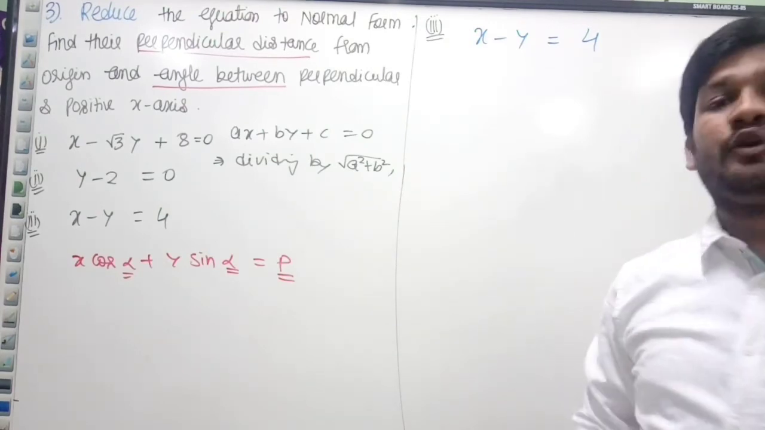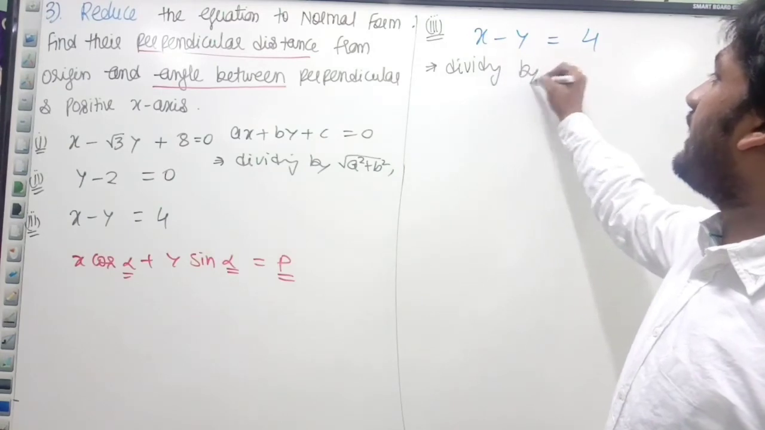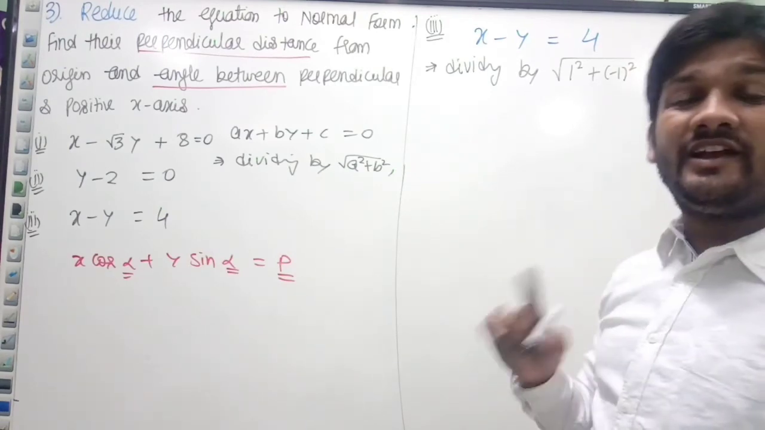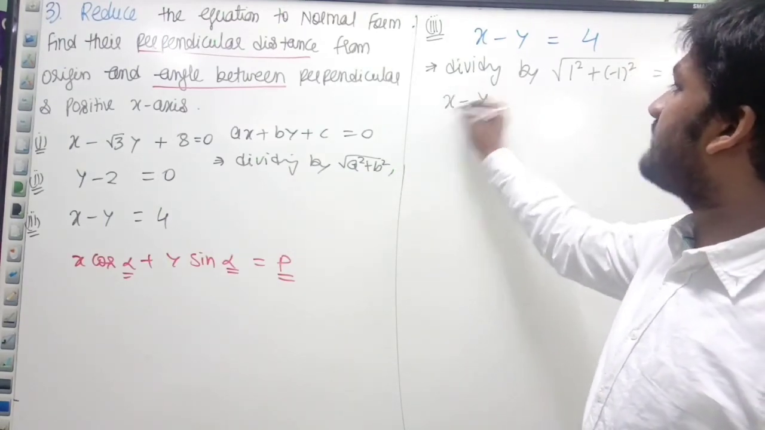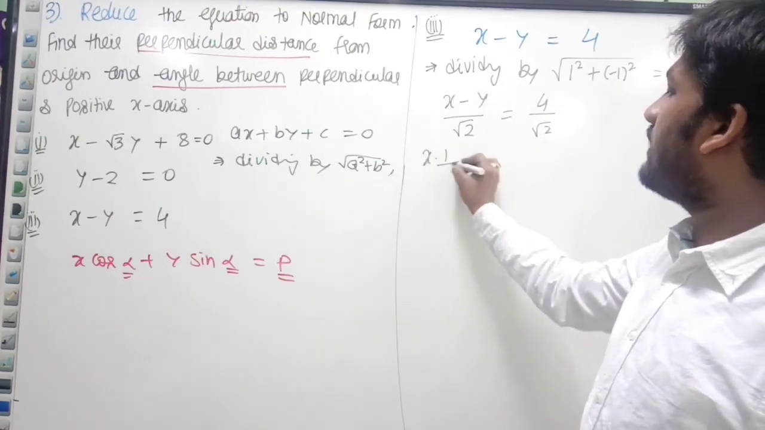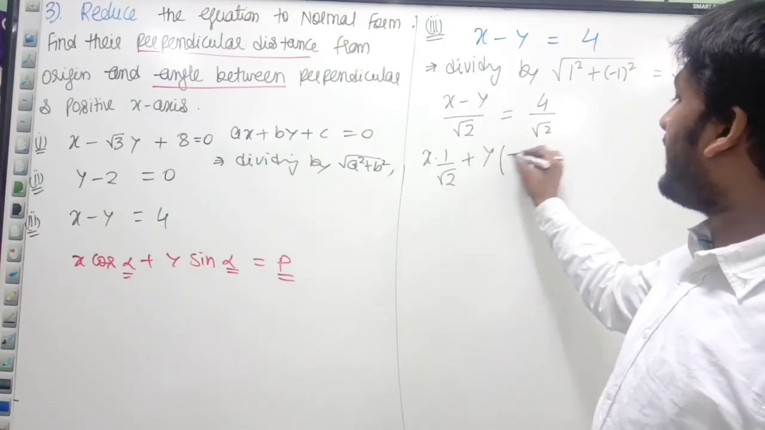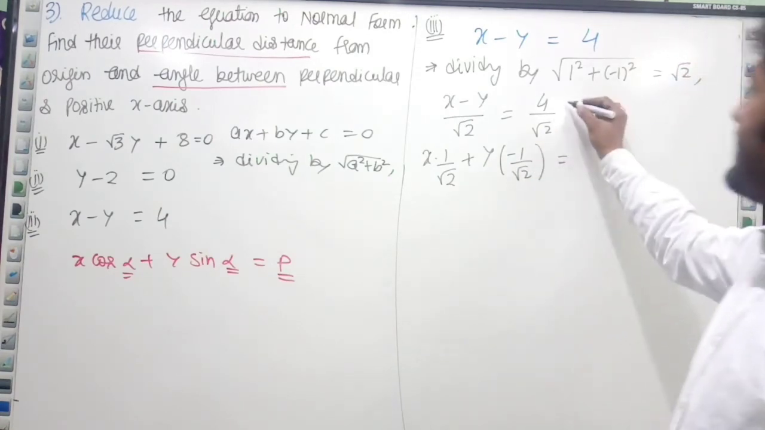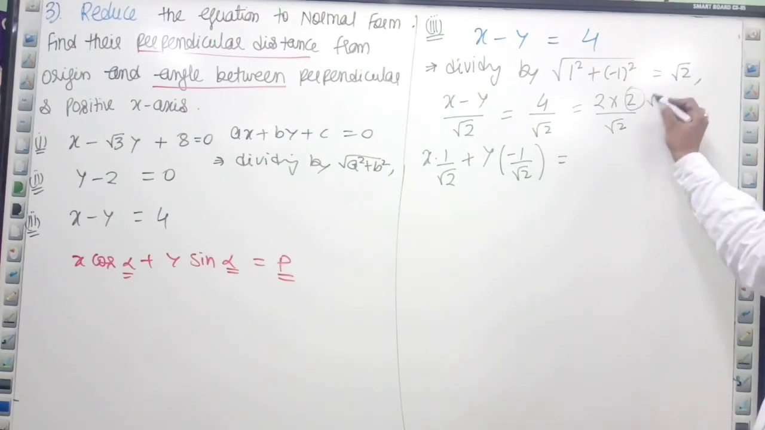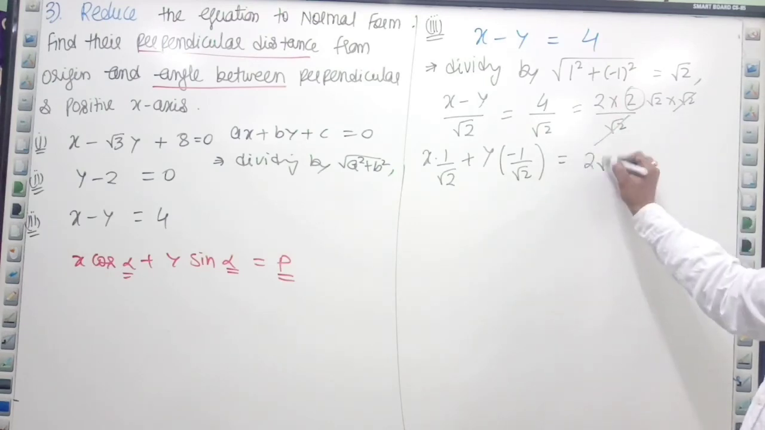x minus y equal to 4. I will divide both sides by root a square plus b square, that is root 2. When I divide by root 2, I will have x minus y by root 2 equal to 4 by root 2. This I can write as x into 1 by root 2 plus, look, minus y by root 2 is y into minus 1 by root 2. And 4 by root 2, I can write as 2 into 2 upon root 2. 2 can be written as root 2 into root 2. One root 2 will be cancelled out. The remaining is 2 root 2.